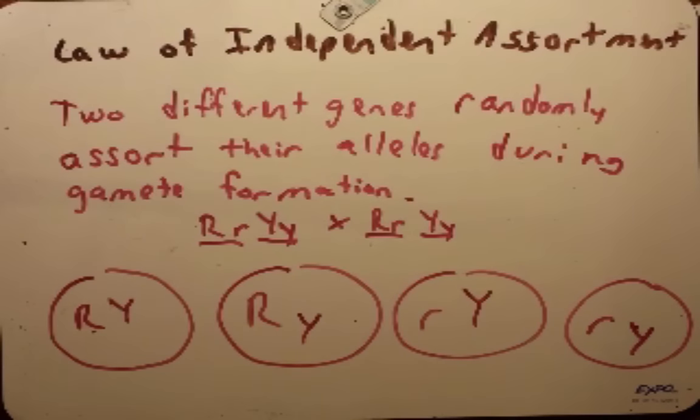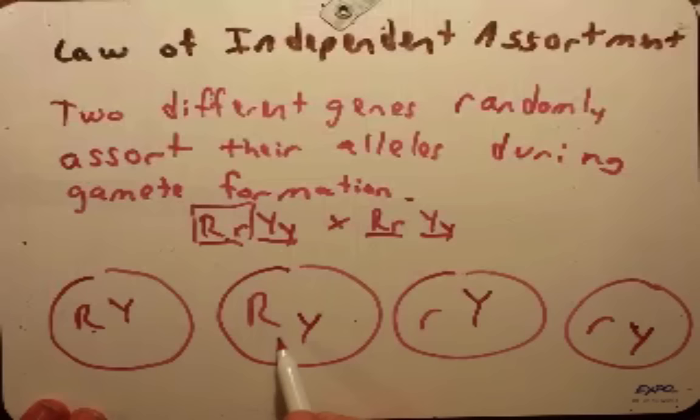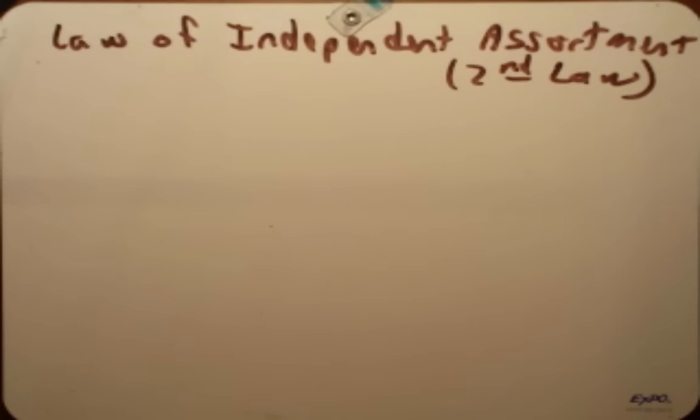So the key difference between the law of independent assortment and the law of segregation is that the law of segregation deals with one allele pair. 50% of the gametes big R, 50% little r. The law of independent assortment deals with two different genes, R and Y, and says that the second gene pair assorts randomly. It doesn't matter if it goes with big R or little r. It's random. And in explaining this, we're going to talk about a dihybrid cross.